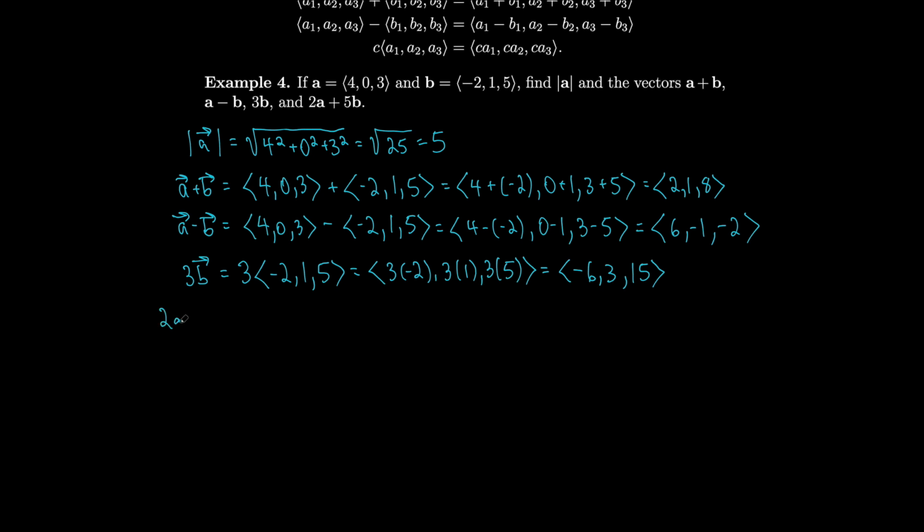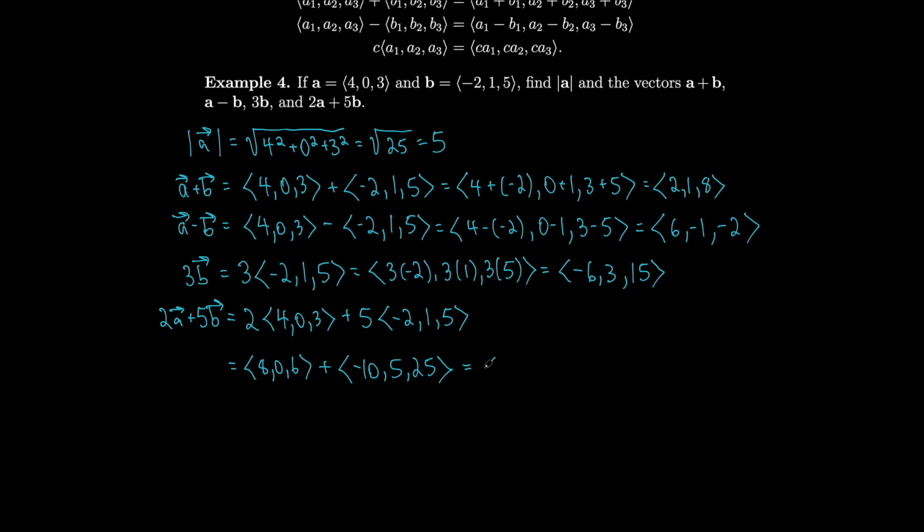How about 2a plus 5b? So that'll be 2 times 4, 0, 3 plus 5 times -2, 1, 5, which is just 8, 0, 6 plus -10, 5, 25, and we get -2, 5, and 31.